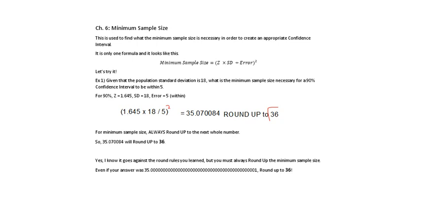I know what you're thinking. Well, the number next to the decimal is 0, so shouldn't it just be 35? No. When doing sample size, you have to round up to the next whole number 100% of the time. Even if your answer was 35.000000000001, you still got to round up to 36. You always got to round up, no matter what happens. All right. Now that that's settled, let's do some more examples.